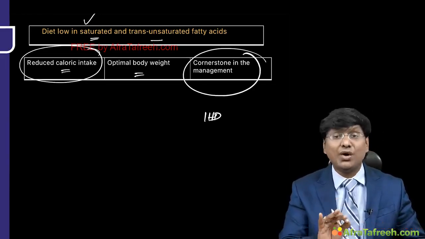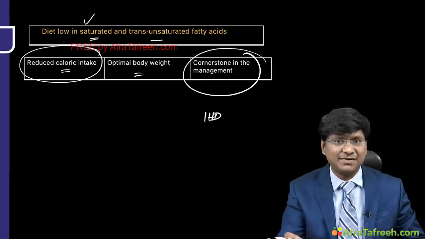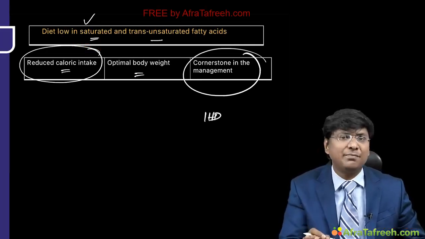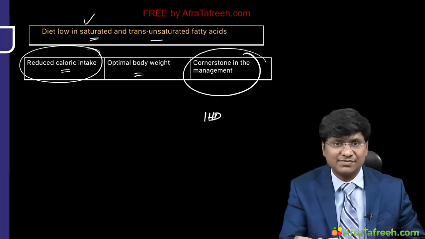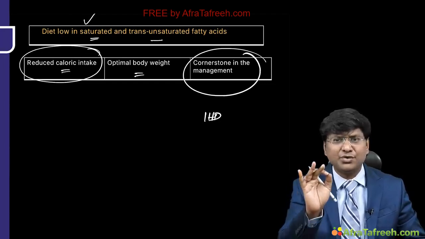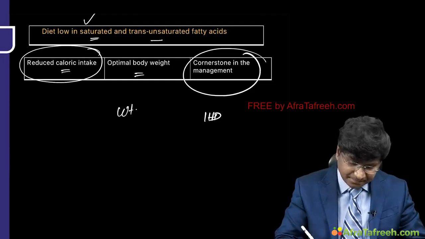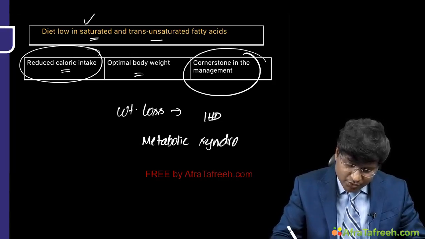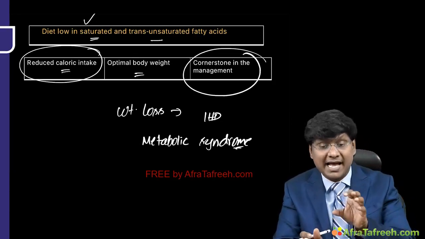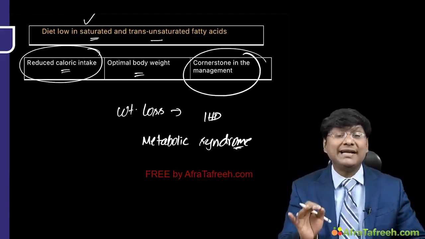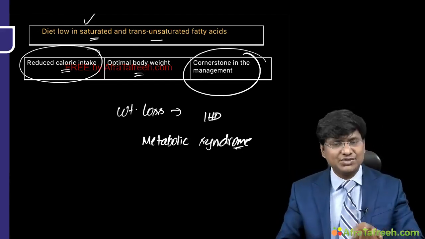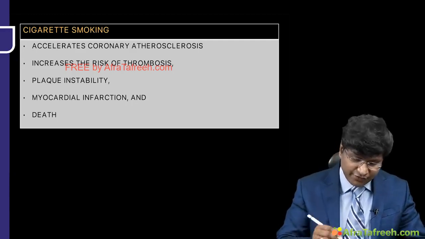Okay, so how should the diet be? Low saturated, low trans unsaturated fatty acids, right? And reduced caloric intake to achieve the optimal body weight is a very, very important part of the treatment in ischemic heart disease, right? And it is especially important to emphasize weight loss mainly in patients with metabolic syndrome. So in patients with metabolic syndrome, what is very, very important is to emphasize weight loss and regular exercise. Okay. Next important thing next to obesity is cessation of smoking.